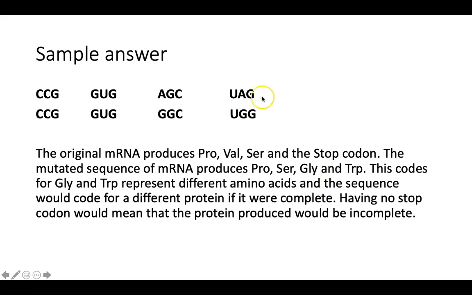So that was 1 mark there. So 1 mark for this section, 1 mark for talking about how the different amino acid sequence produces a different protein. And the final thing, the final mark, was something about having no stop codon and how that might mean the produced protein would be incomplete or a non-functional protein because it didn't have that stop codon telling it to stop producing.